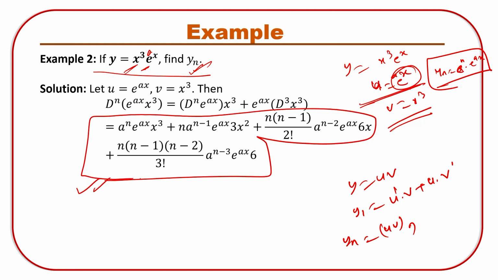So we will explore Leibniz theorem in the next lecture. Leibniz theorem is nothing but the nth derivative of the product of two given functions u and v, which are themselves continuous and differentiable with respect to x.